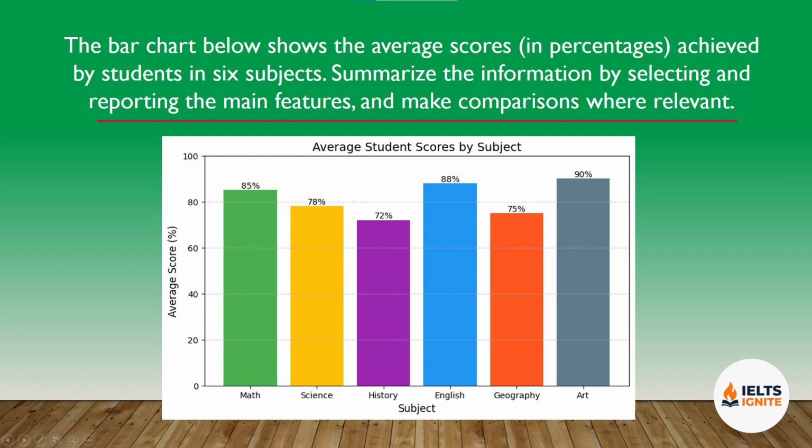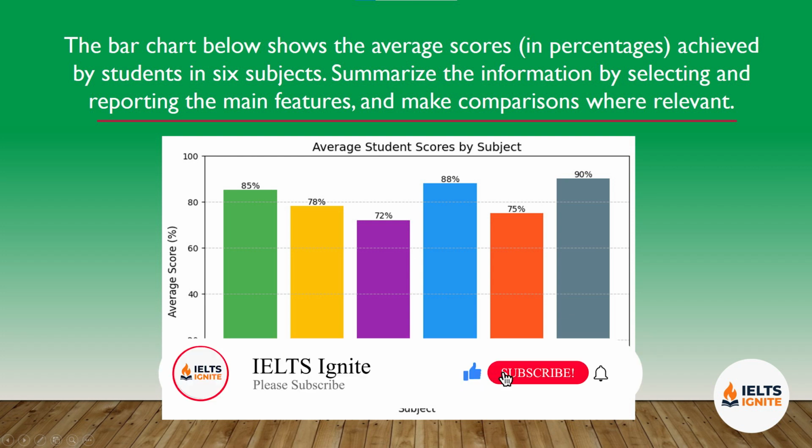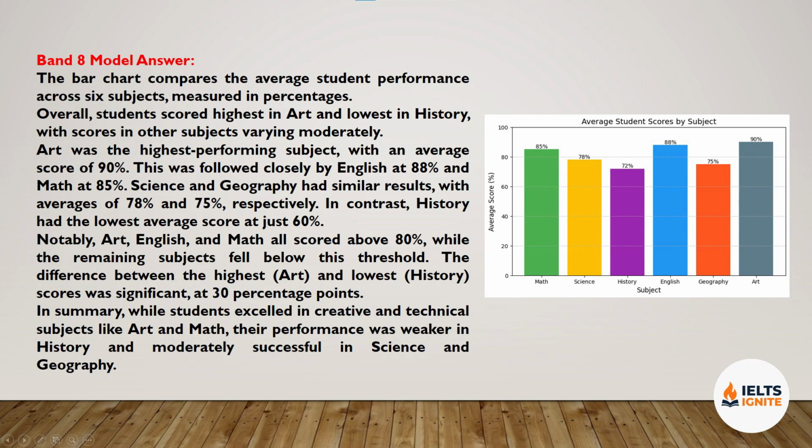Question: The bar chart below shows the average scores, in percentages, achieved by students in 6 subjects. Summarize the information by selecting and reporting the main features, and make comparisons where relevant. Band 8 model answer. The bar chart compares the average student performance across 6 subjects, measured in percentages. Overall, students scored highest in art and lowest in history, with scores in other subjects varying moderately.